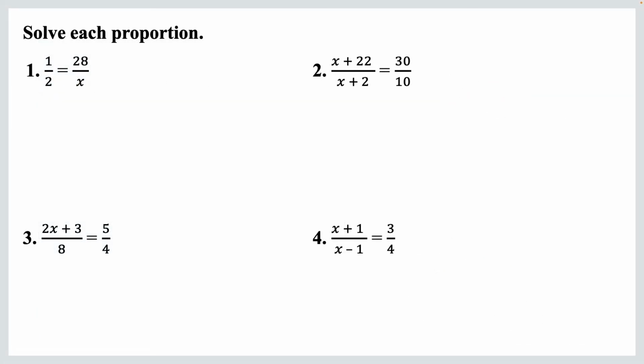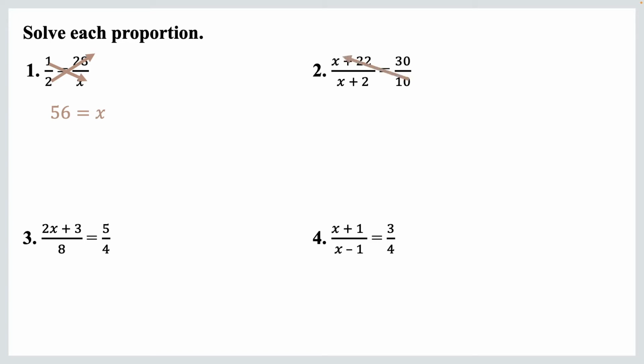Let's solve a couple of these. The first one's pretty straightforward. We're just going to cross multiply. So we're going to do 2 times 8 diagonally across the equal sign and 1 times x. So 2 times 8 is 56, 1 times x is x, so we're done with that one. 56 equals x.